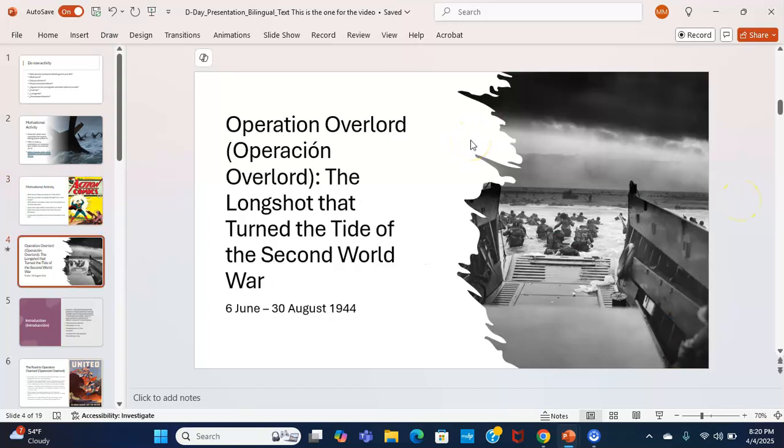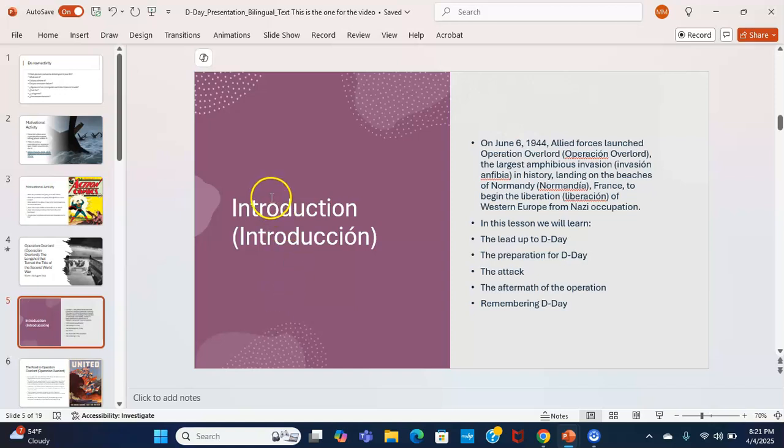Here is the beginning of our lesson, Operation Overlord. I included a Spanish label for ELLs. The long shot that turned the tide of the Second World War. And here are the dates of Operation Overlord. Many don't know it extended past the 6th of June. Introduction, or for ELLs, I included that.